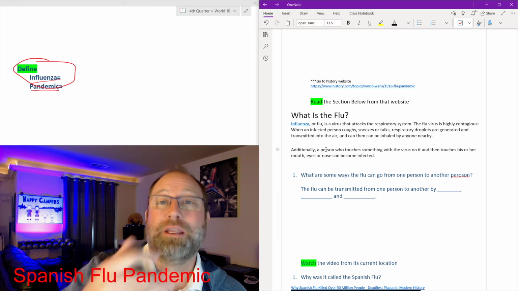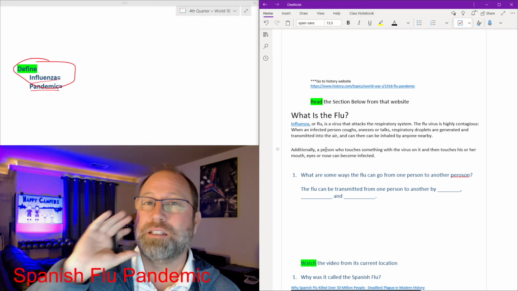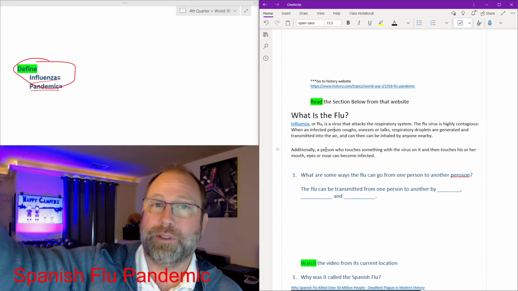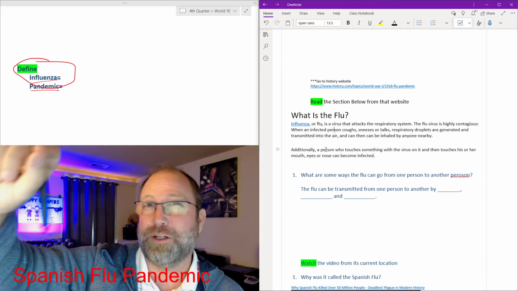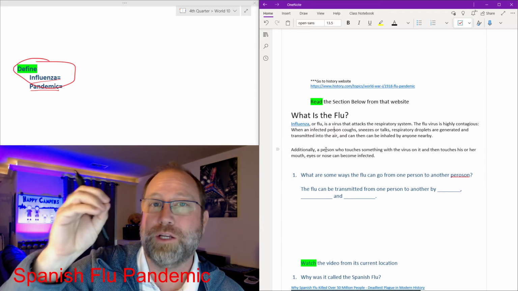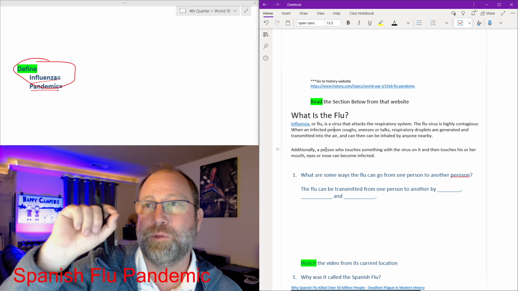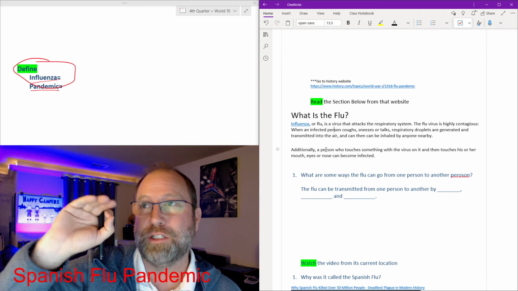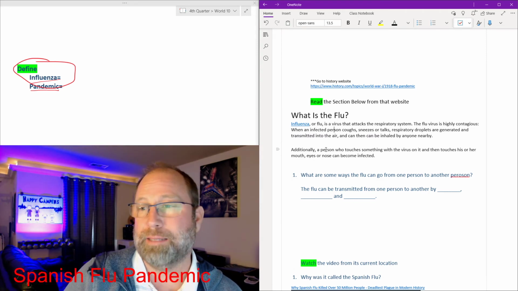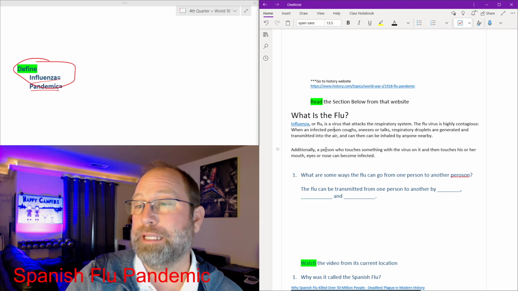So again, you sneeze, your hand gets wet. If you don't cover your hand, you sneeze, all that moisture, all those droplets go out into the air. Some of them are very small and they can actually travel a long ways. Some of them are larger, like raindrops, and are going to get heavy and they'll fall by gravity. But some are going to be really small and lightweight that will travel for quite a ways before they land. Are generated and transmitted into the air and can be inhaled by anyone nearby.